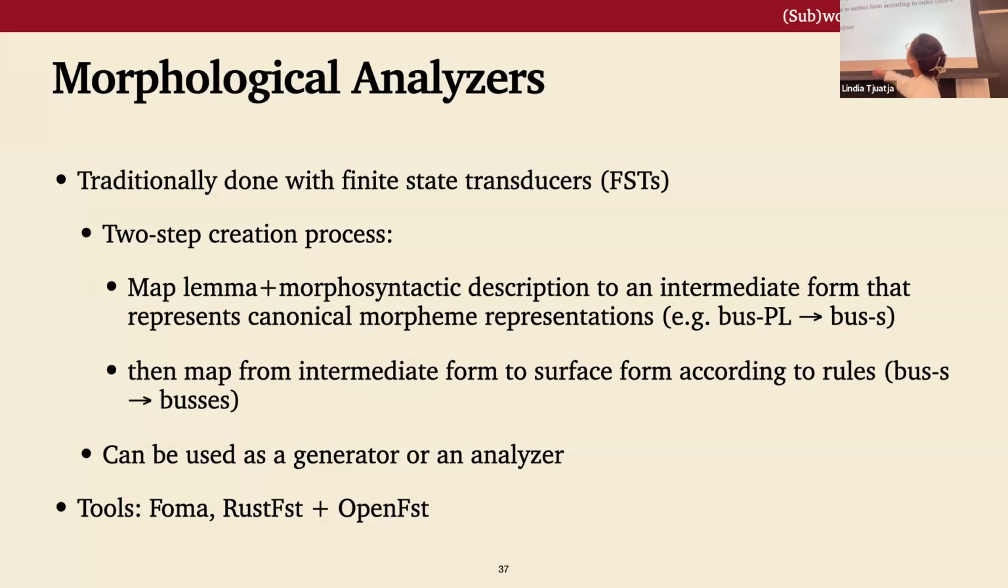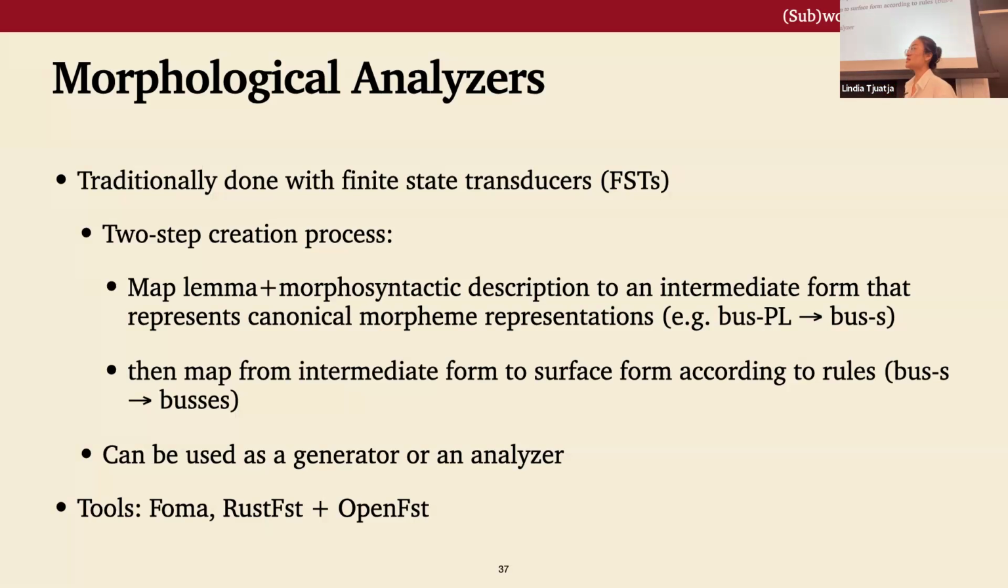So for example, you have bus, the lemma, PL for plural for that description, and then that maps to bus, and then S as the canonical morpheme representation of the plural. And then you have another one that maps from intermediate form to surface form according to some orthographic rules, phonological rules, etc. So now you go from bus with the plural S, but it's actually written out as buses. You put these together, and then you can have as input your bus PL and then get as output buses, but you can also invert it. So now you can use it as an analyzer.